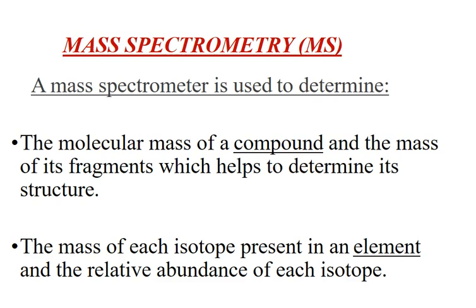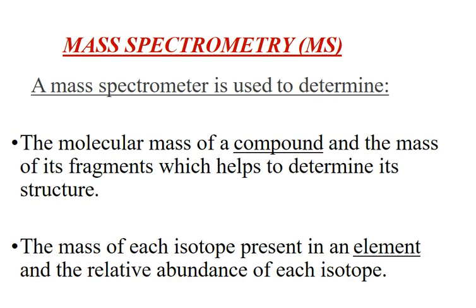Okay, mass spectrometry is a method of analysis of samples in order to determine certain aspects about the sample. It involves an instrument called the mass spectrometer, and we can use it either to analyze a compound or an element. If we're analyzing a compound, then what we're trying to get is the molecular mass of the compound and the mass of its fragments. And this helps you to determine its structure, and we'll explain this in detail.